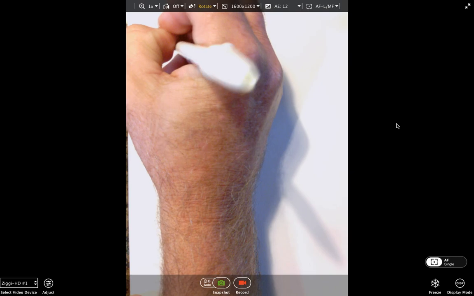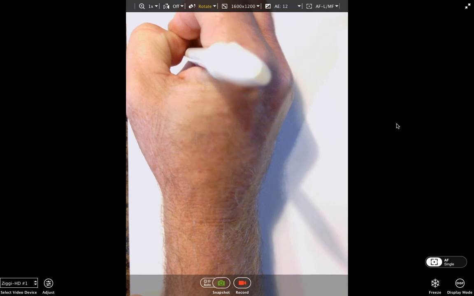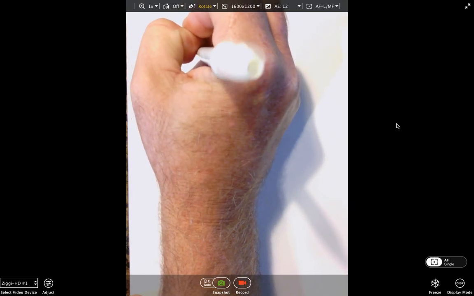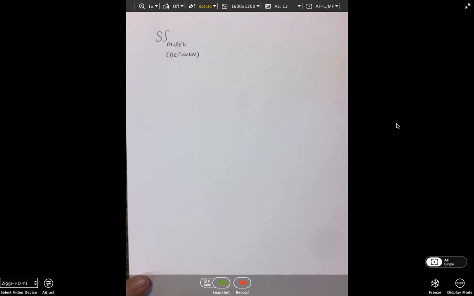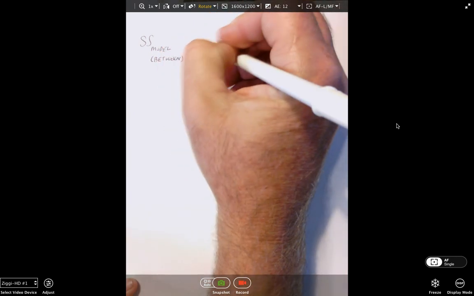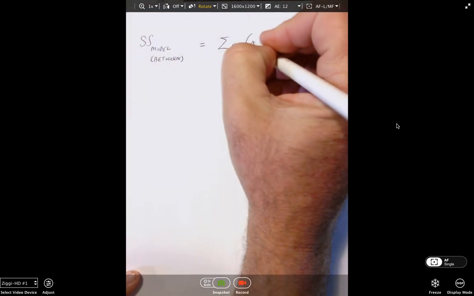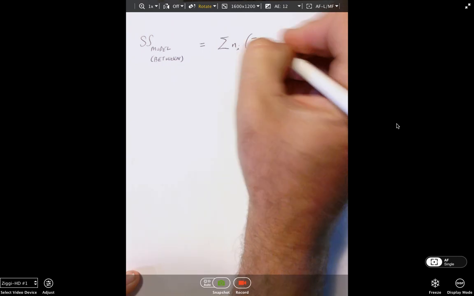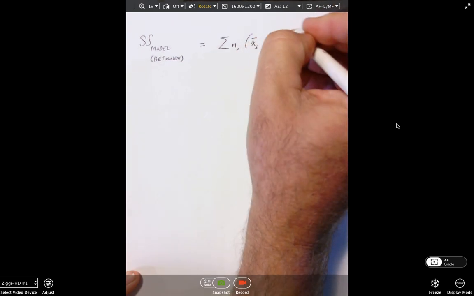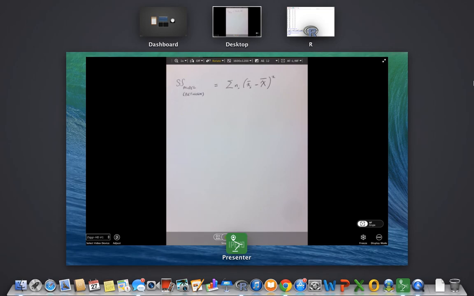All right, gang, the next thing that I would want to look at is my sum of squares for the model. And again, we call this the sum of squares between. And if you remember way back when, what we did here is we took the sum of the individual sample sizes and took each group mean minus the grand mean squared. So let's jump over into R and actually find that.